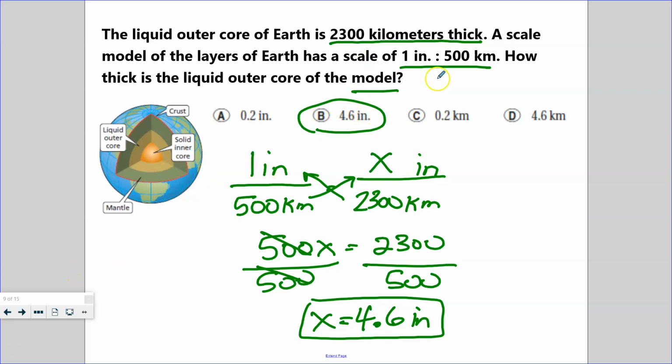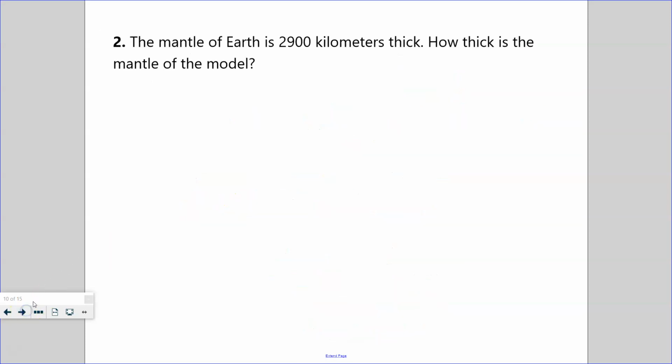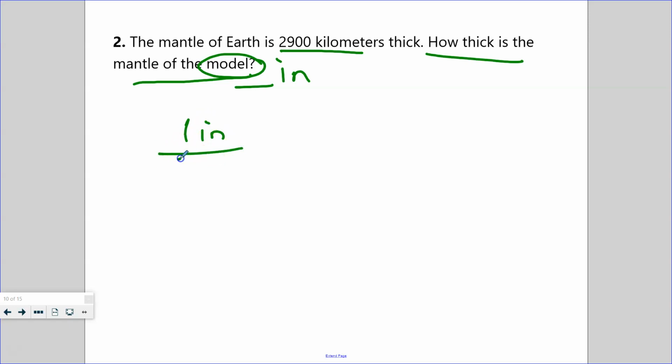You're going to use the same idea, so remember this for the next page. You're going to do one on your own. Again, push pause if you'd like. It says how thick is the mantle of the model, so we know that's going to be in inches. So we're going to look for that in inches. We're going to use 2,900 kilometers. We have 1 inch equals 500 kilometers. Where did I get that? That was from the previous question. It told us. And we're looking for x inches.